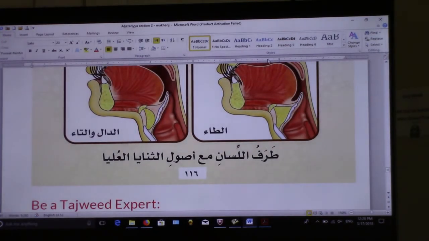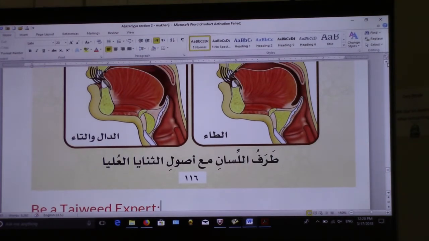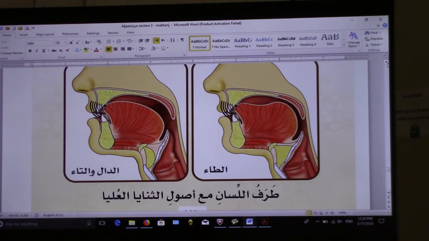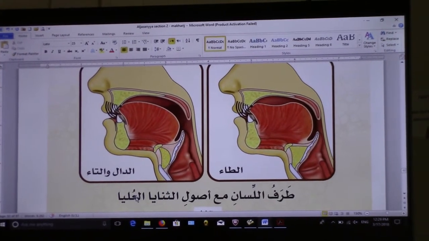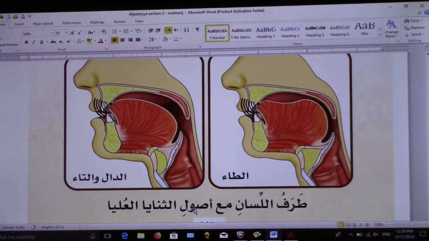Okay. Now, the ta and the dal and the ta, as you can see here, Sheikh Ayman said طرف اللسان, the front part of the tongue, with أصول الثنايا العليا, the root or the origin of the upper incisors, right, ya Sheikh? The origin or the root, pass it to me. Quickly. The front part of the tongue with أصول الثنايا العليا.